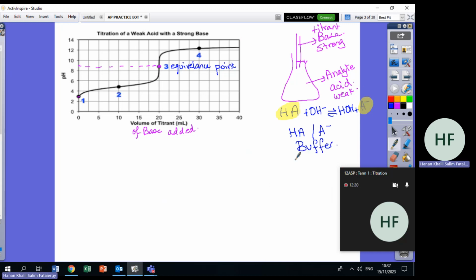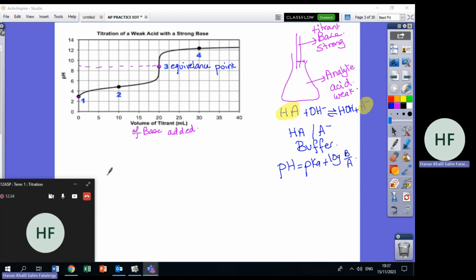How do I calculate the pH of a buffer according to Henderson? pH equals pKa plus log B over A. Okay, but when is the best buffer capacity? The best buffer capacity is when B is equal to A. What does it mean? This means that B over A is equal to 1. Log 1 is equal to 0. This means that at this point pH equals pKa.